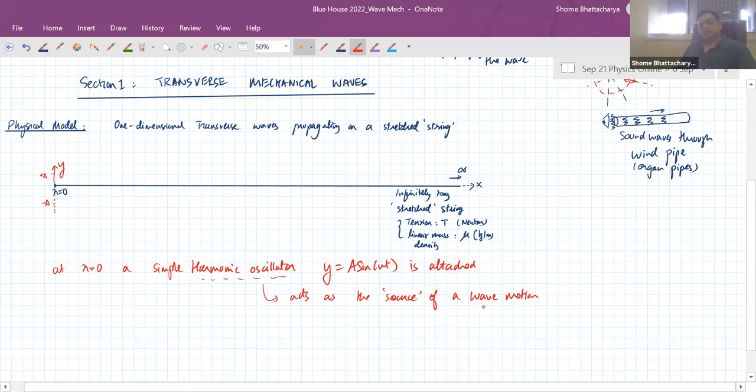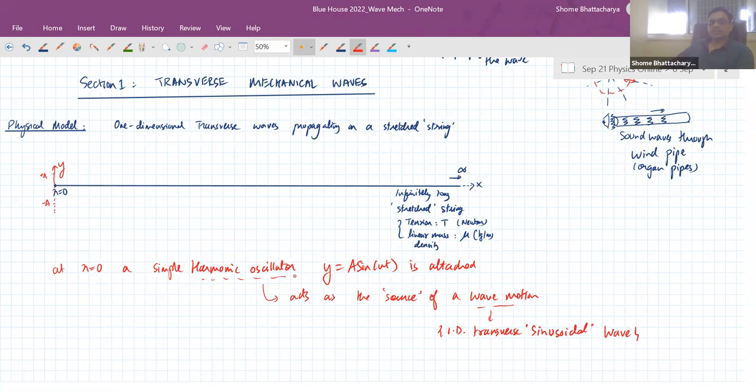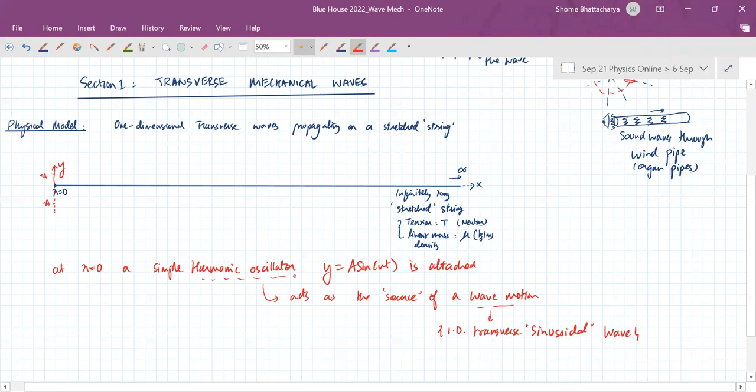And which type of motion, wave motion? It will act like the source of a one-dimensional transverse sinusoidal wave. Not only a 1D transverse wave, but it will be sinusoidal in nature. And we'll understand in a moment why. Because the harmonic oscillator itself has a sinusoidal function of time. The displacement of the particle is sinusoidal with respect to time. So the wave it generates will also have that sinusoidal character. So we understand.